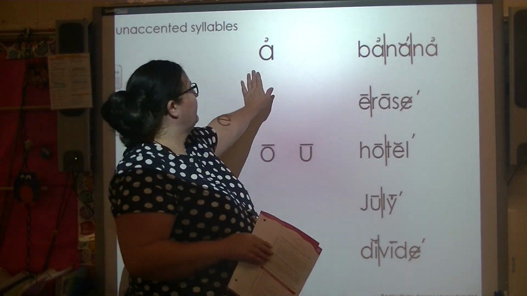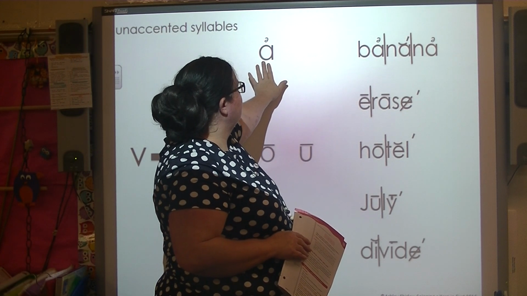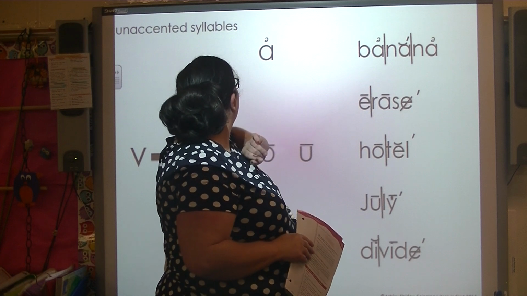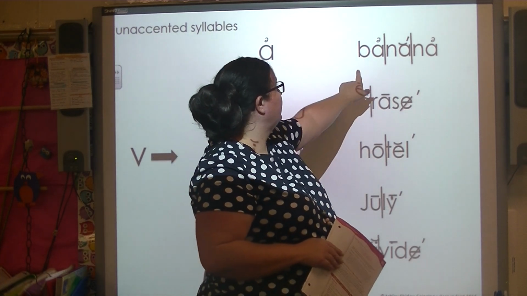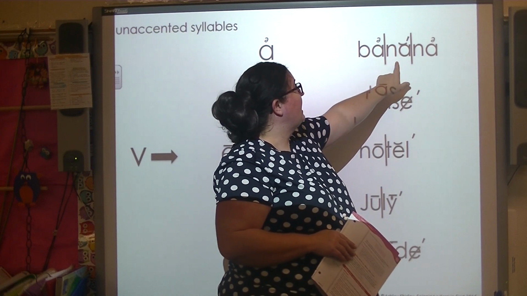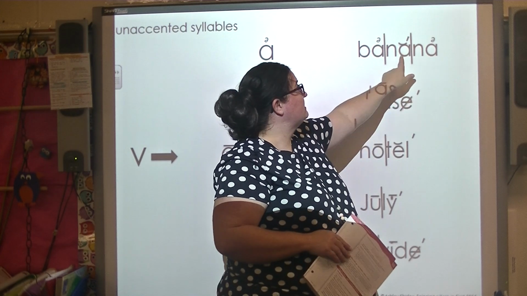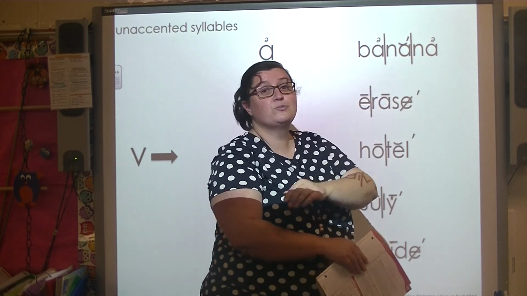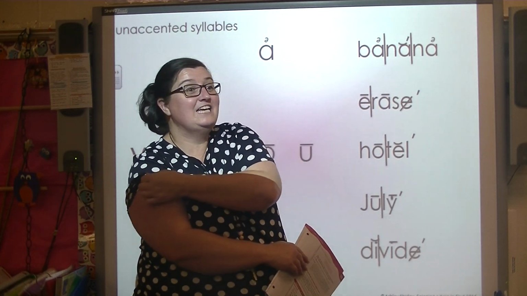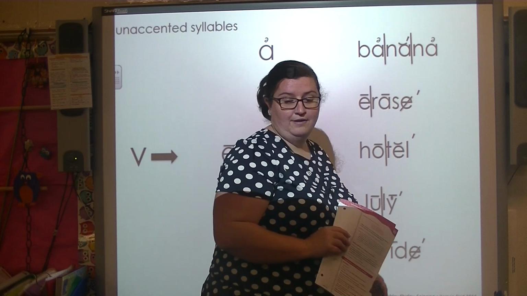Alright, so when we have an unaccented syllable, A can make the schwa sound, like in banana. Banana. See, here it has the short vowel sound because it's accented. The two syllables where it does not, it is the schwa sound. Alright.